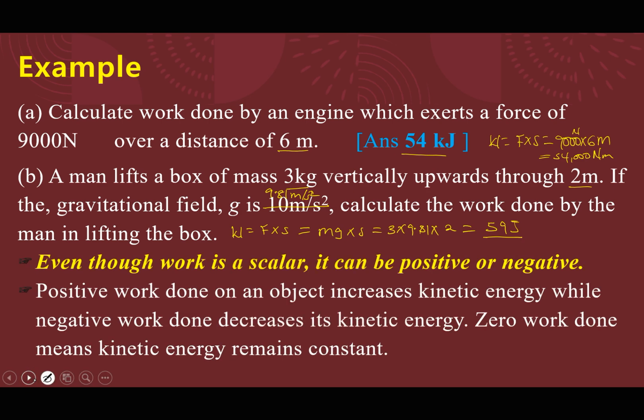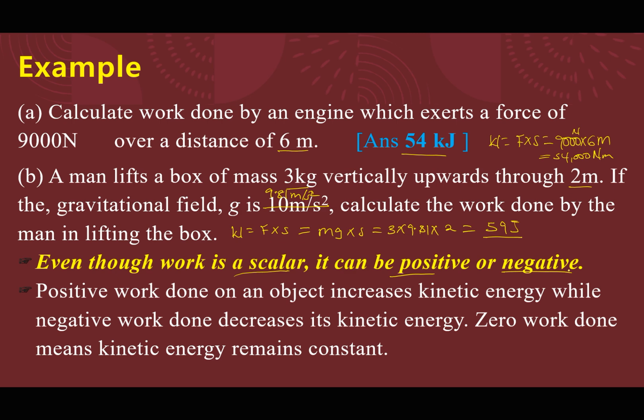So even though work is a scalar quantity, it can be positive or sometimes negative. Now the positive and negative signs here do not mean that the work done has direction. When we use positive and negative in vectors, we are referring to direction. However, positive work done on an object, we expect it to increase kinetic energy. For example, if the force is in the same direction as the displacement, we can think about the work done as being positive because it's going to increase the speed. It is going to increase the kinetic energy.